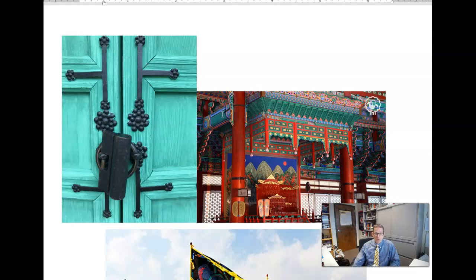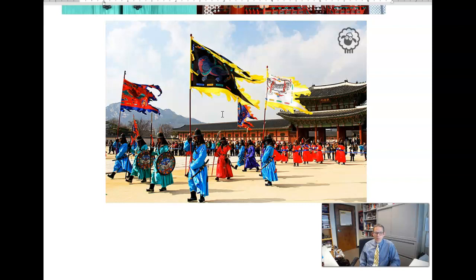There are some pictures today of a recreation of the traditional Korean military guard at Gyeongbok Palace, which they have on certain days of the week. If you're ever there, you can take pictures of them as they parade in their traditional uniforms of the Korean military from the Joseon Dynasty.